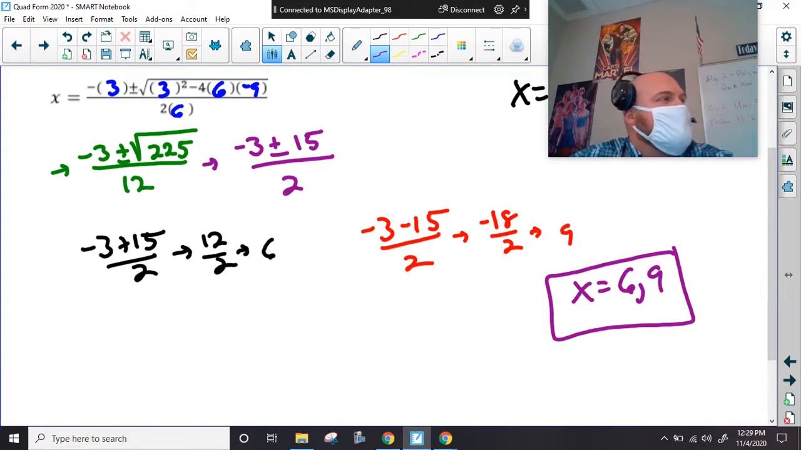I don't like quadratic formula problems that actually have a discriminant with a perfect square, because that means we got to do more work. I like it with a non-perfect square. Yes, sir.